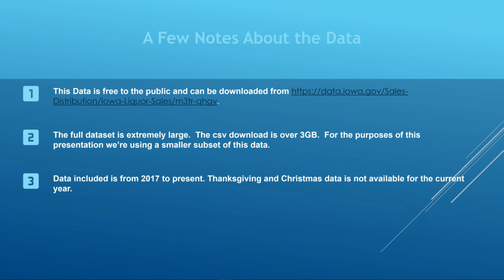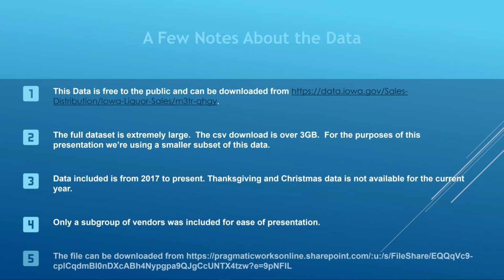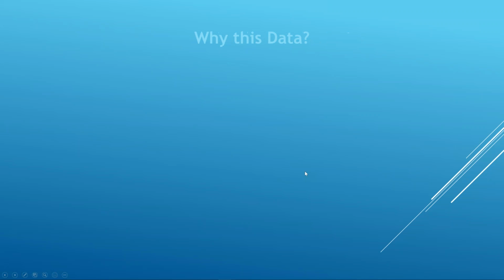Data included today is from 2017 to present. When we look at the report, you'll see that Thanksgiving and Christmas for this year are not yet available. And again, for the vendors, I just chose a small subgroup so that we wouldn't be looking at an overload of data. And actually, I've got a better link for you to use. I'll pull that up later.